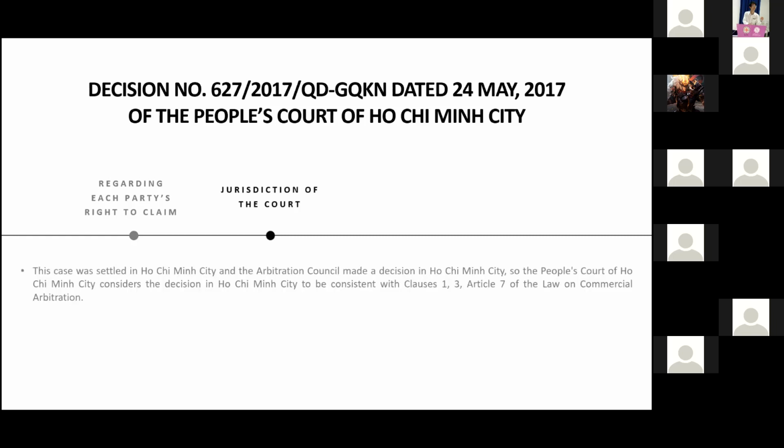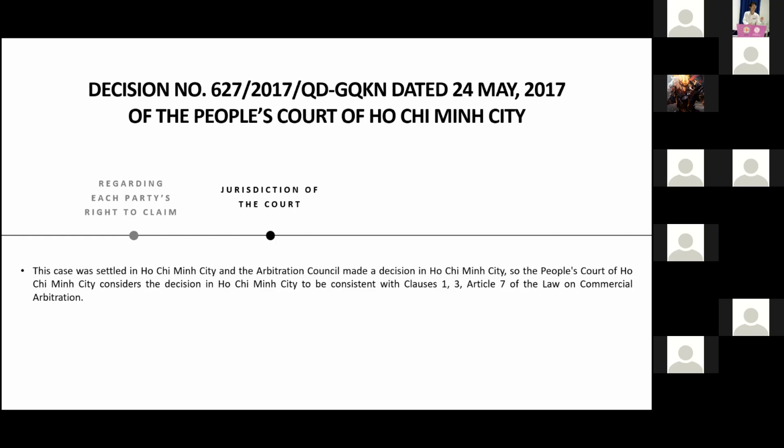Moving to the second point, jurisdiction of the court. This case was filed in Ho Chi Minh City, and the arbitration councils made a decision in Ho Chi Minh City. So the People's Court of Ho Chi Minh City considered the decision, in accordance with Clause 1(3), Article 7 of the Law on Commercial Arbitration.